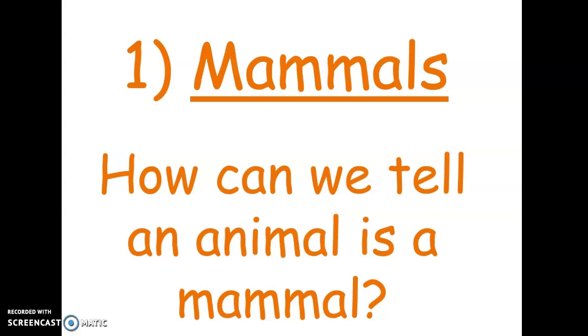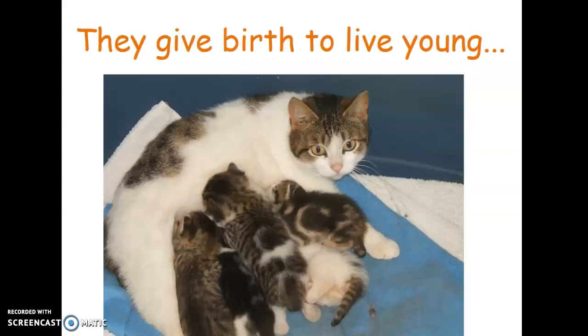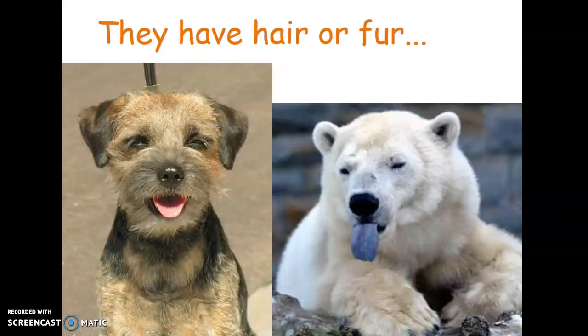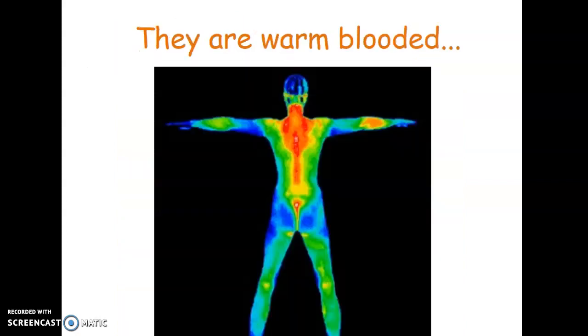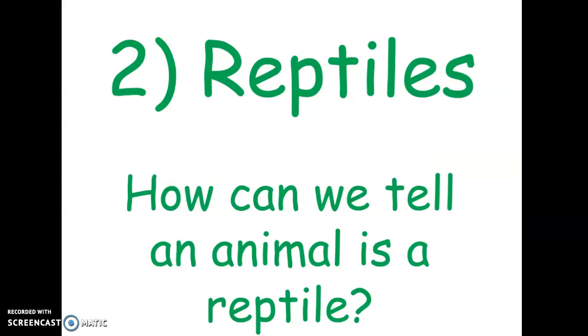Now, you might be wondering, how can we tell if an animal is a mammal? Well, they give birth to live young. That means that they're already alive and breathing when they come out of the mammal's tummy. They have hair or fur. And mammal mothers feed their children with their own milk. They are warm-blooded. And those are the main characteristics of mammals.